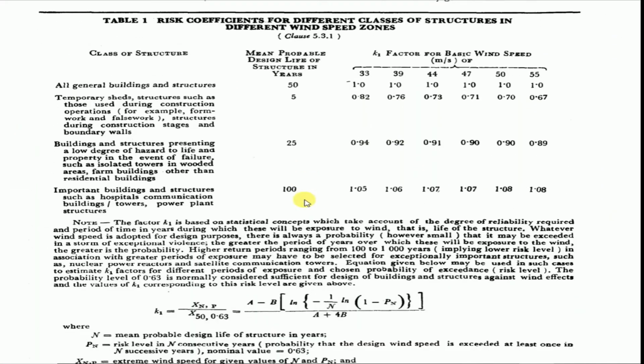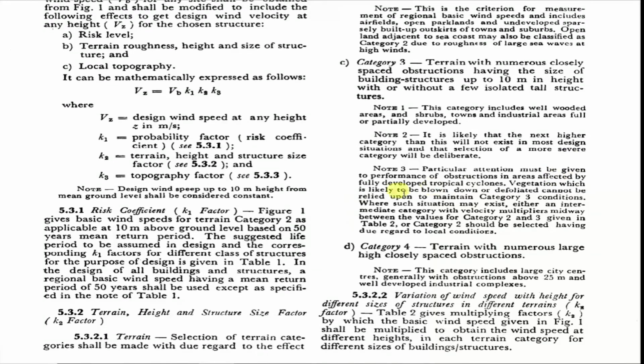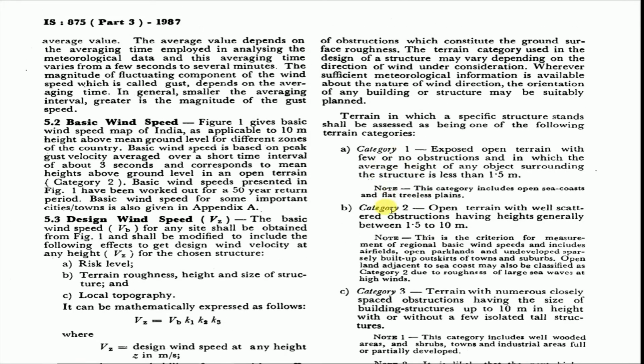So first, let's see the K1 factor. K1 factor is given in this table. So for 39 meter per second of wind speed, for all general buildings and structures, we have K1 factor as 1. Next, let's see the K2 factor. K2 factor is the terrain height and structure size factor. Here it is given category 1 and category 2. So let's choose this category, open terrain with well scattered obstructions having height generally between 1.5 to 10 meter. So my category is 2.